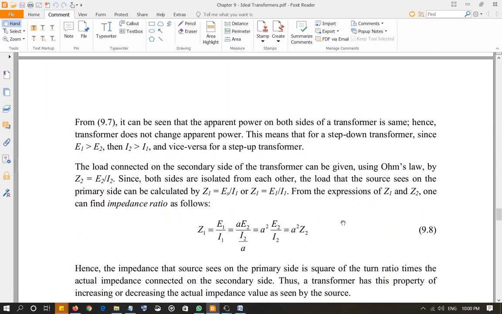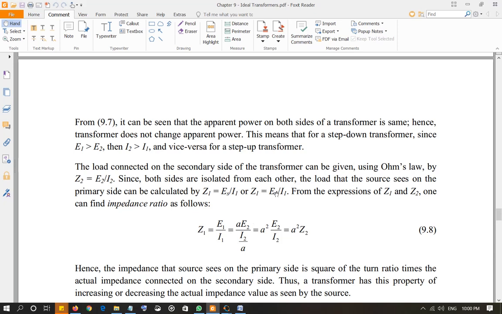Now when you connect a load on the secondary side, you can calculate the load as the ratio between E2 and I2 using Ohm's law. The load that the source sees: you have an actual load connected on the secondary side, but the source is supplying current to some load. The load that the source sees can be calculated as the ratio between the source voltage and the current it is providing, which is I1, the primary current.